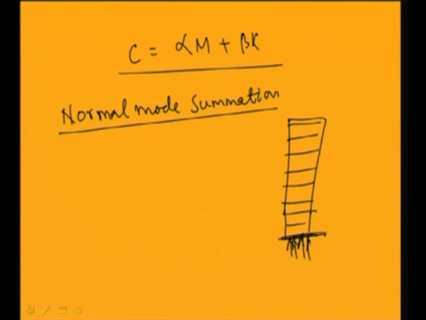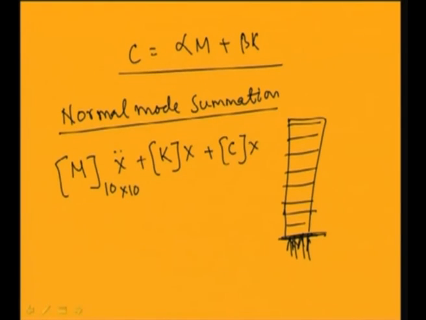So in this case, one can write the equation of motion using this mass matrix. If it is a 10-story building, then it is 10 by 10. So m x double dot plus c x dot plus k x equal to the F matrix.